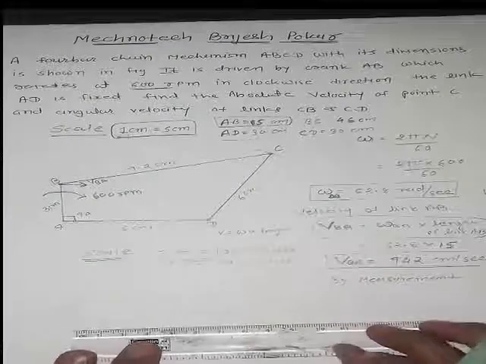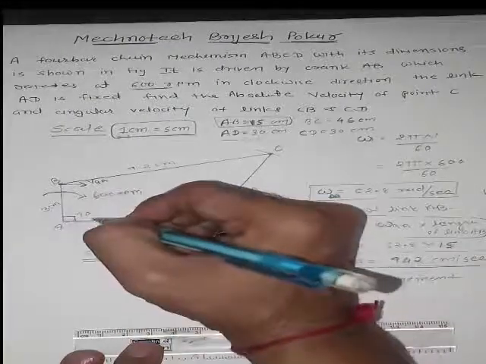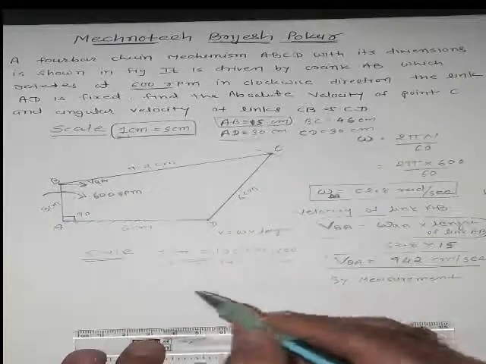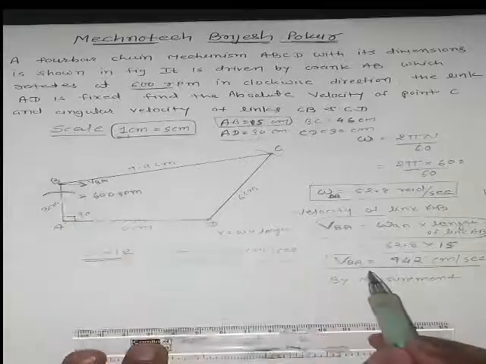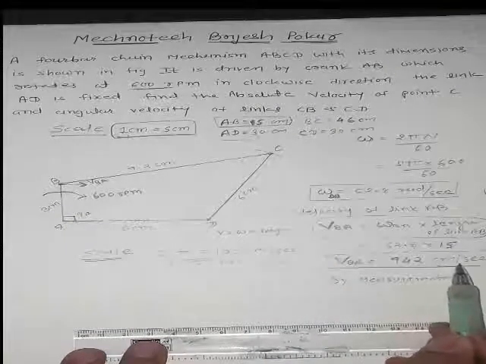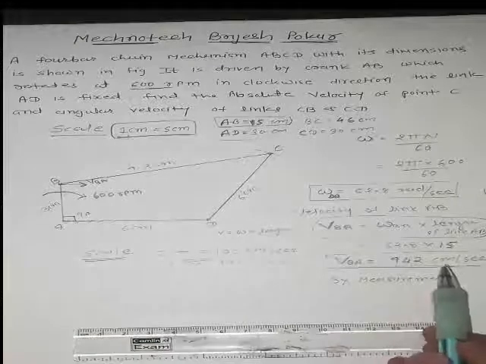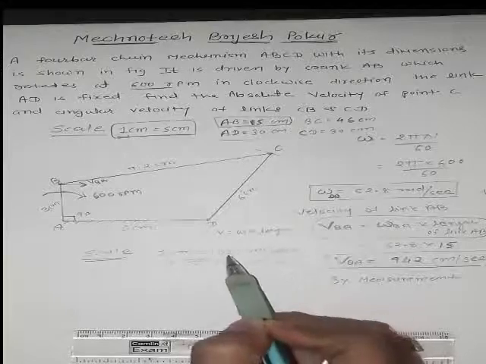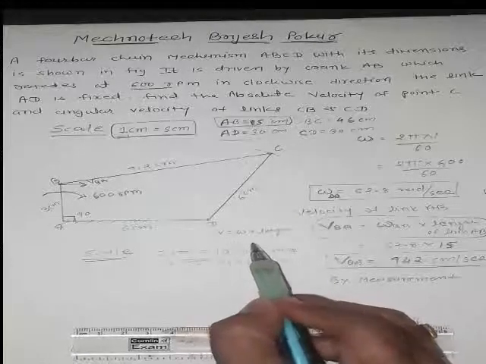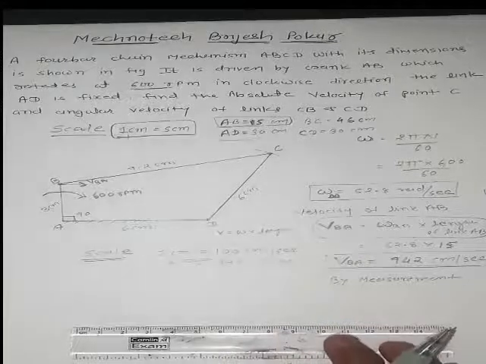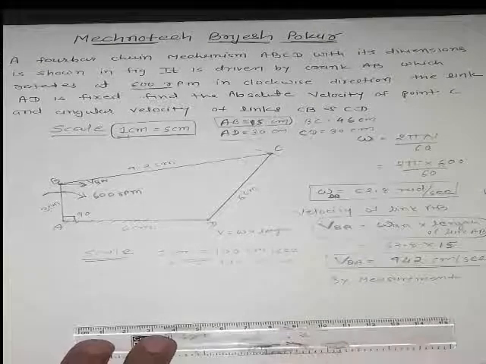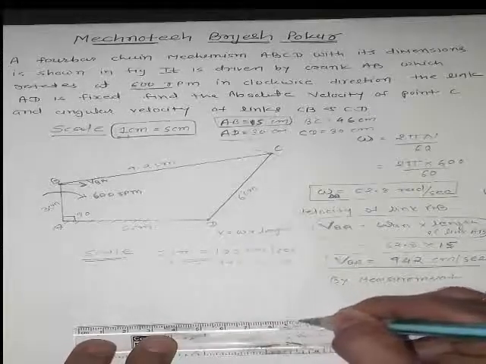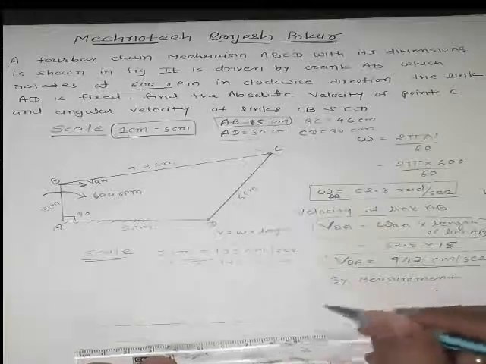Now we draw a perpendicular to this link AB. This is a vertical line, 90 degree from horizontal, so exactly we have to draw the horizontal line, where VBA is equal to 942 centimeter per second. So we have to take the scale: here 1 centimeter is equal to 100 centimeter per second. We can assume this scale; you can also take 200 centimeter per second, whatever you like. As per this scale, I have to draw 9.42 centimeter over here.